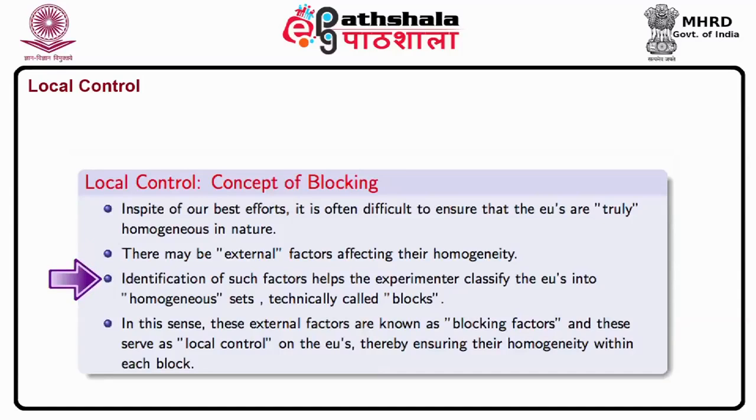Identification of such factors helps the experimenter to classify the experimental units into homogeneous sets, technically called blocks. So here the concept of blocking comes into account. Now, in this sense, these external factors are known as blocking factors, and these serve as local control on the experimental units, thereby ensuring their homogeneity within each block. Because the idea is that within a block, the experimental units are seemingly homogeneous, whereas across different blocks, they are heterogeneous. Their effects are heterogeneous because that is how the blocks have been formed.